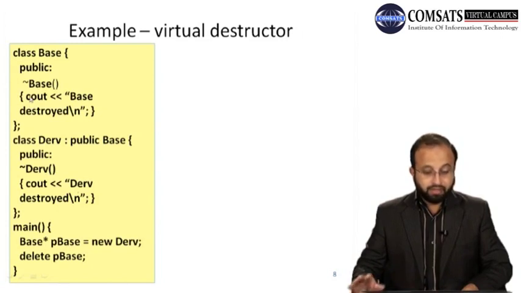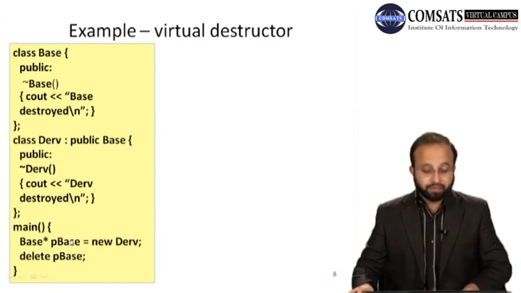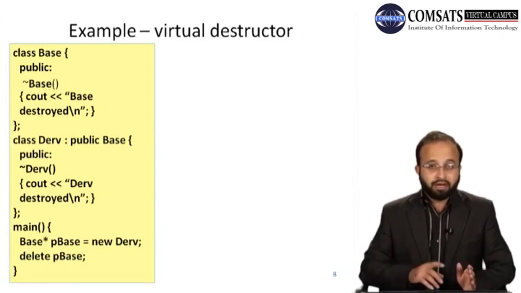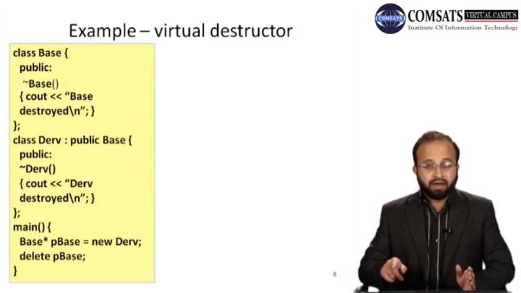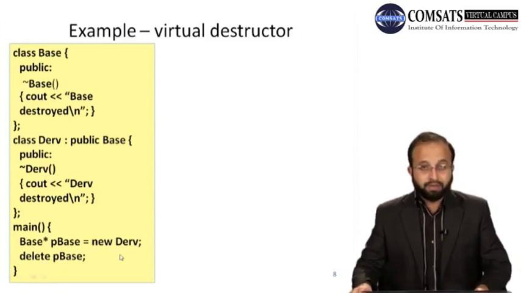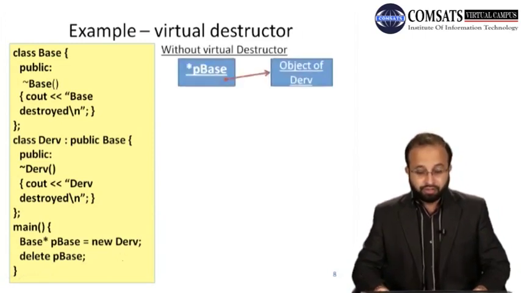Now here the destructor in the base class is not virtual, because for a virtual destructor we would have the keyword virtual there. Now in the main function we create a pointer of a base class, and then we create an object of a derived class and assign the address of that object to the base class pointer, right? Now we have a 4 byte pointer of base type. It points to a memory location where we have an object of a derived class, and then we execute delete p base, right? So let's see the memory map without virtual destructor.